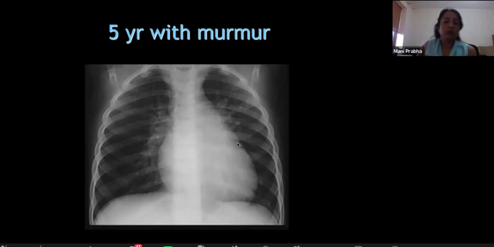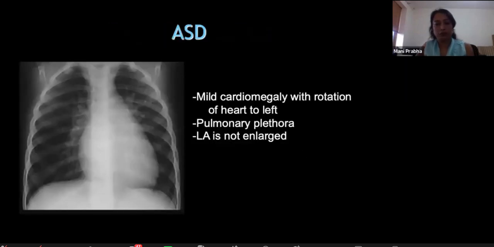So straightening is because of slight rotation of the heart on its axis, which happens in ASD. But yeah, wonderful description. So ASD, mild cardiomegaly with slight rotation of the heart to left. There is pulmonary plethora and LA is not enlarged.